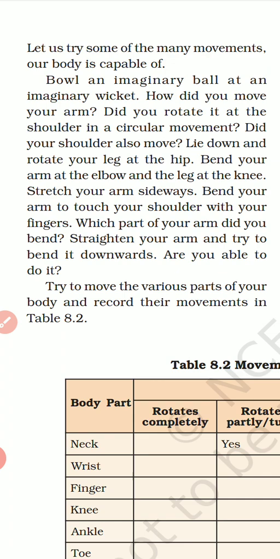How did you move your arm? Did you rotate it at the shoulder in a circular movement? Did your shoulder also move? Lie down and rotate your leg at the hip. Bend your arm at the elbow and the leg at the knee. So you can bend your arms at the elbow. You can bend your legs at the knee.